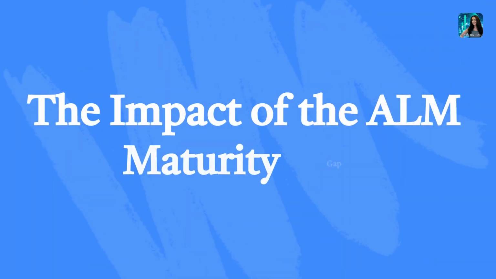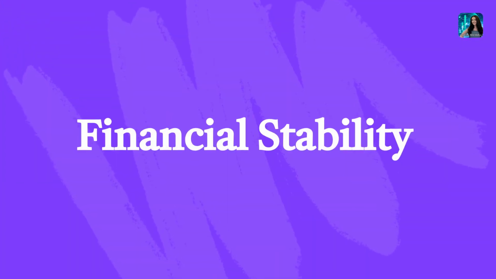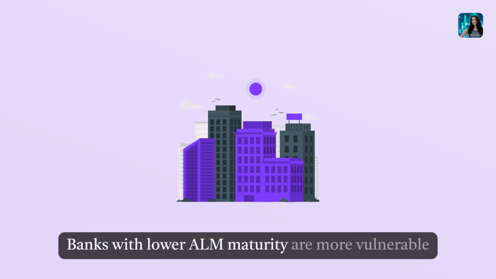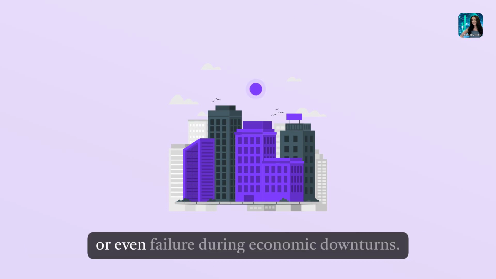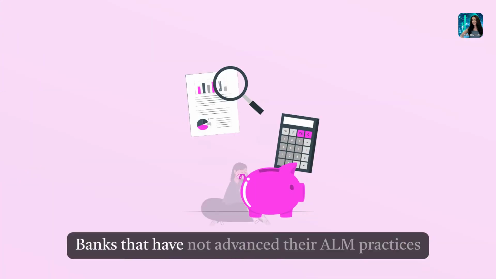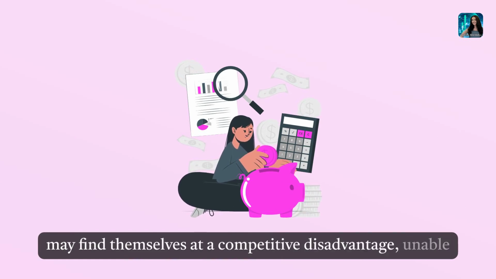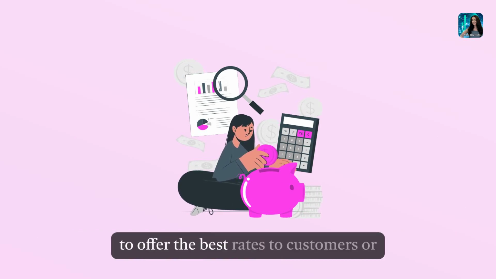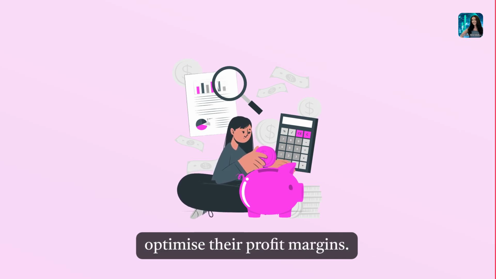The impact of the ALM maturity gap. Financial stability. Banks with lower ALM maturity are more vulnerable to market volatility, potentially leading to financial instability or even failure during economic downturns. Competitive disadvantage. Banks that have not advanced their ALM practices may find themselves at a competitive disadvantage, unable to offer the best rates to customers or optimize their profit margins.